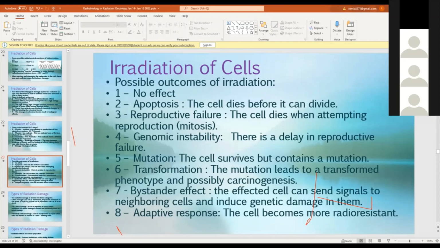So adding that another fraction will be a day between the last planned treatment and the additional treatment, and that day will give sufficient time to normal cells to repair themselves. I hope that answered your question. All right. Thank you.